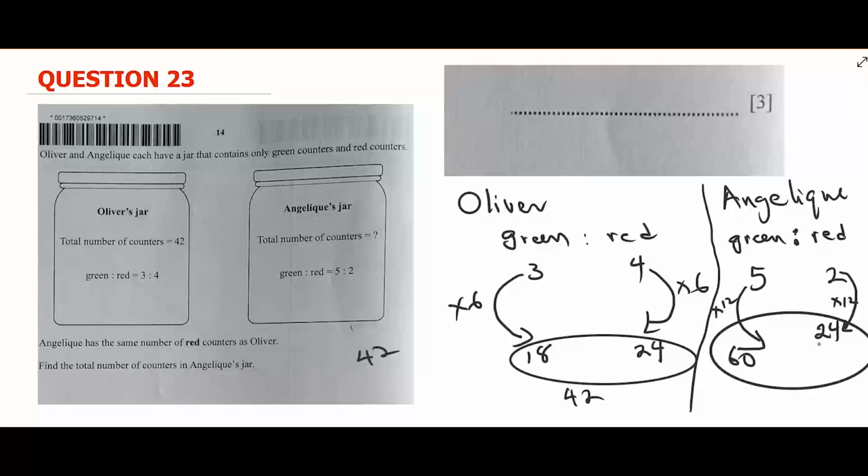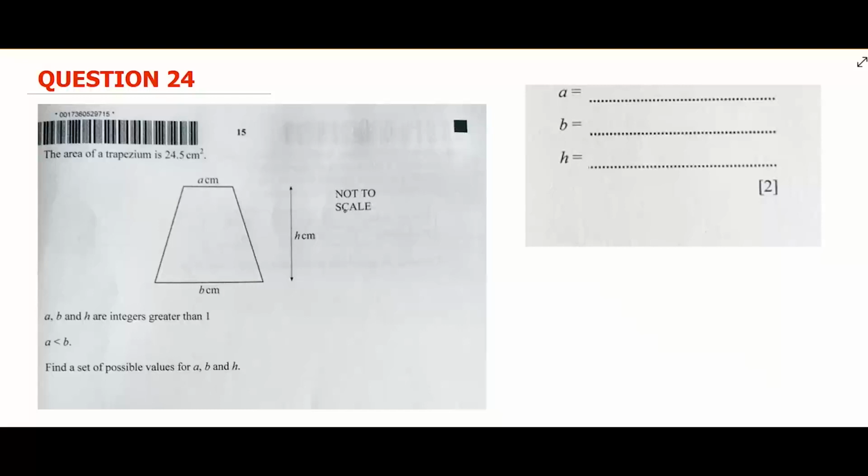So that will be 60 plus 24. That will be 84. So that means Angelic has 84 counters. So the total number of counters in Angelic's jar is 84. So the next question is the 24th one.